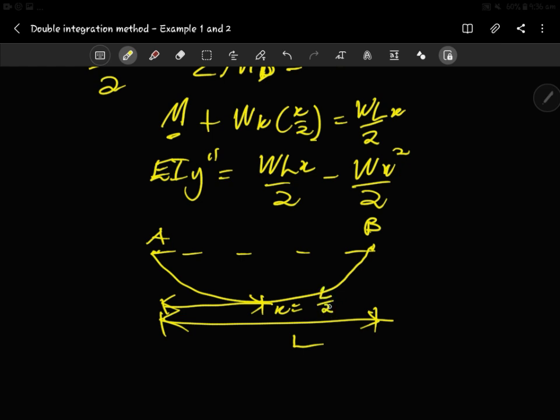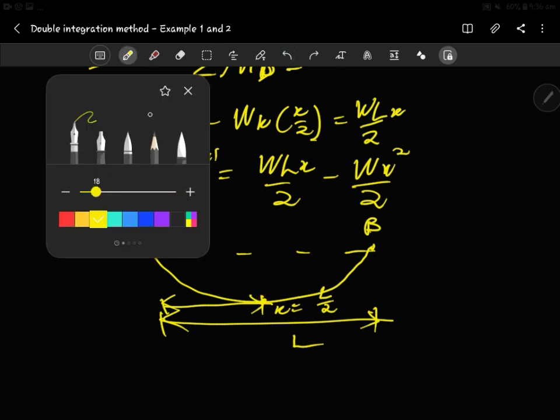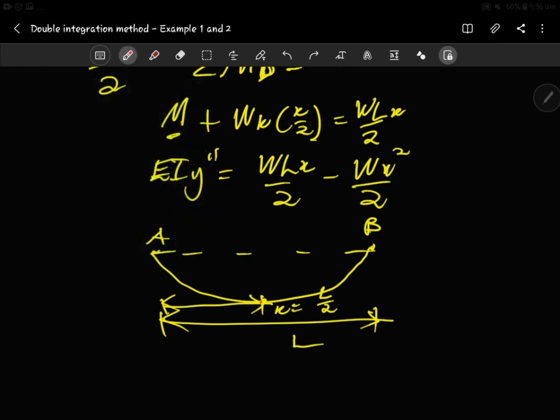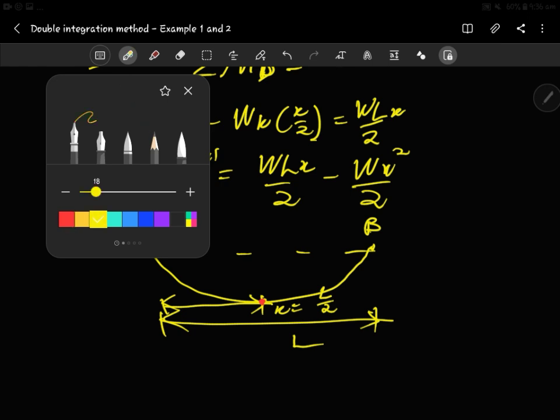L on 2. So this is where our maximum deflection will be, at this point. The same question can be reframed and said as: find the deflection midway, or find the deflection between A and B. That is the same as finding the maximum deflection. It's the same thing, said in different ways.